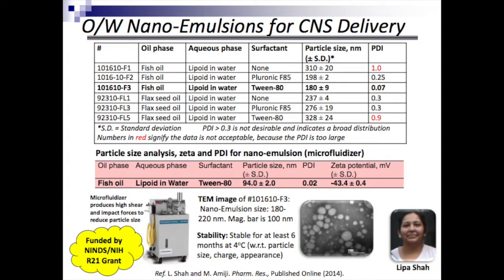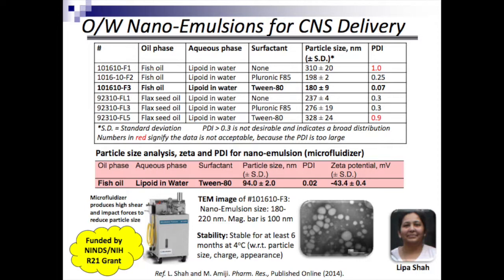So let's start with our first example. I had a PhD student, Lipa Shah, in my lab who worked on this project, and we use nano-emulsions. Nano-emulsions are basically oil and water emulsions that are made in specific compositions that allow us to make them in a very small size range. And I'll give you details of this as we go through this slide.